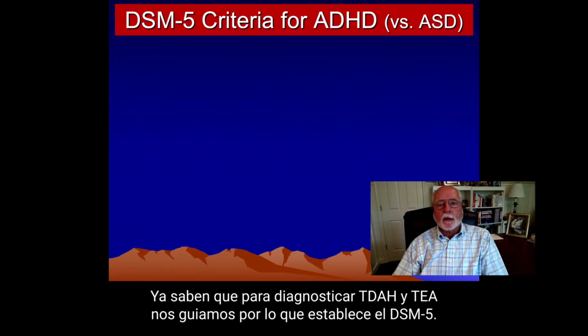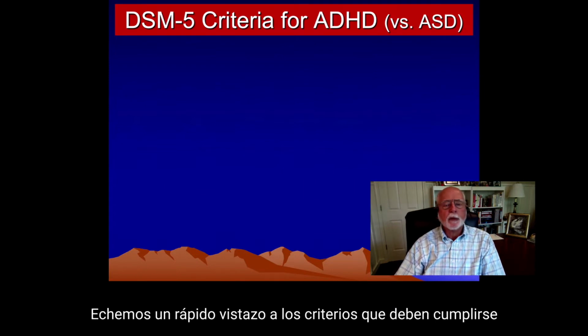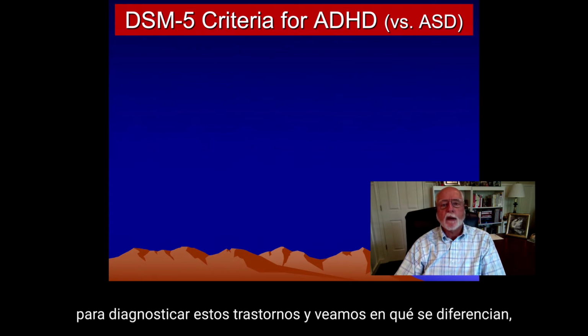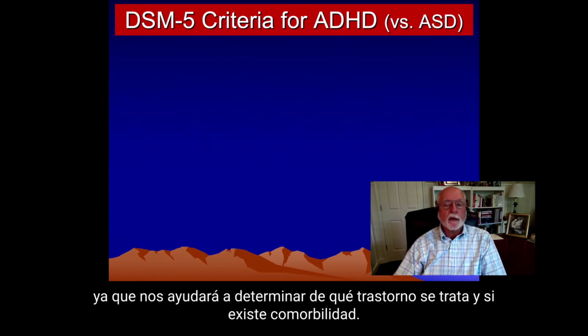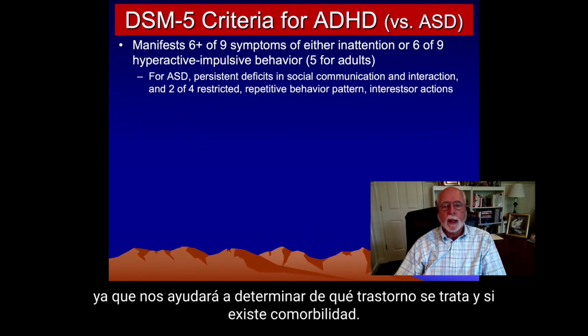You know that our diagnosis of ADHD and of autism spectrum disorder, ASD, is guided by the criteria in DSM-5. Let's take a quick look at these criteria and see how they might differ, as this will help us in establishing which disorder is present and whether or not they are comorbid.